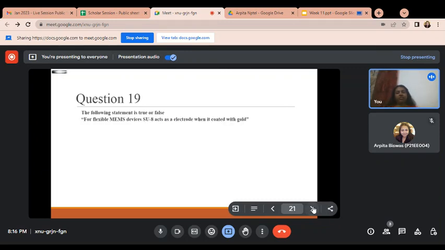Next we are moving toward question number 19. The following statement is true or false: for a flexible MEMS device, SU8 acts as an electrode when it's covered with gold. So in some MEMS devices, there is a gold electrode, and then SU8 is deposited, and after the SU8 deposition it is also coated with gold. So does it act as an electrode or not? So the statement is true or false.